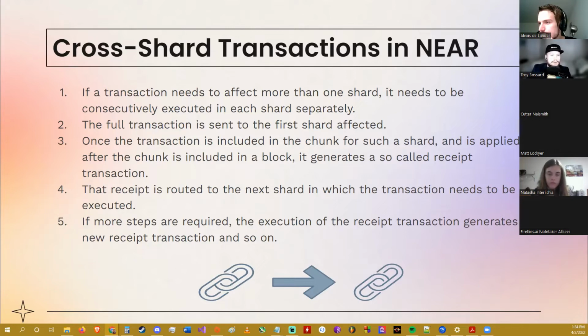The receipt is then routed to the next shard in which the transaction needs to be executed. And if more steps are required, the execution of the receipt transaction generates a new receipt transaction and so on. That circles back to what we were talking about earlier, that action receipts can beget more action receipts until the completion of the transaction. So that's a little bit about sharding, cross-shard transactions, and transactions in general.